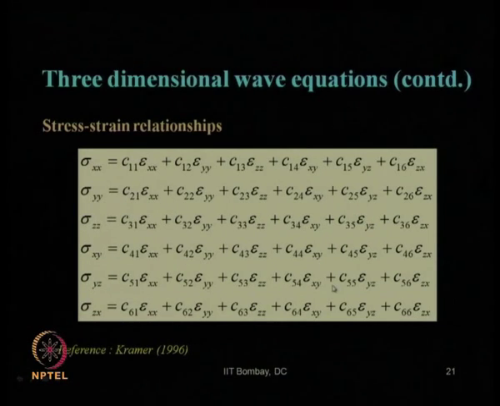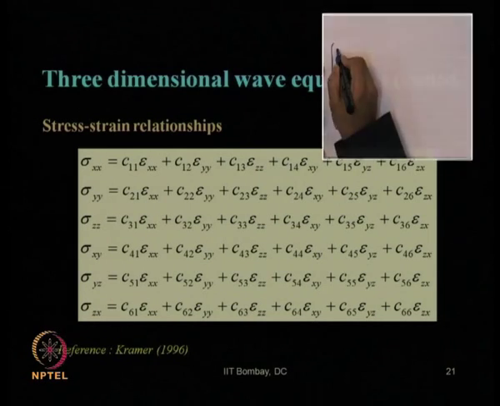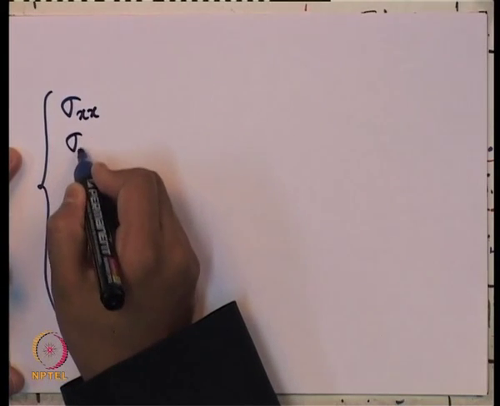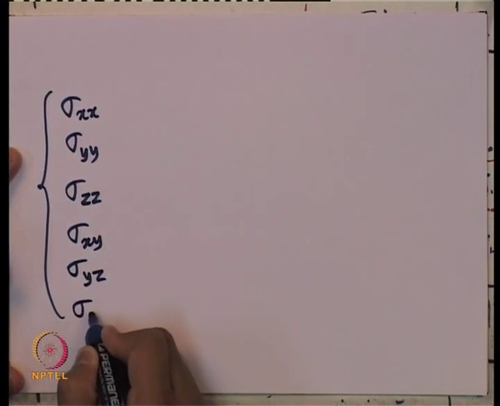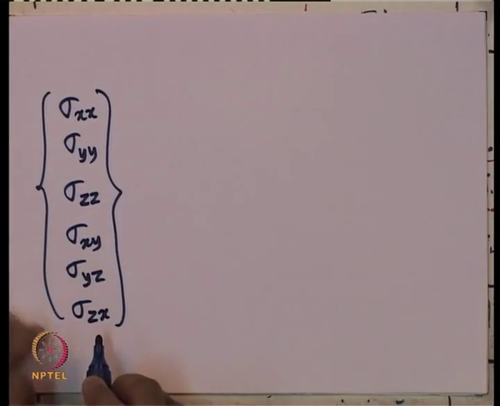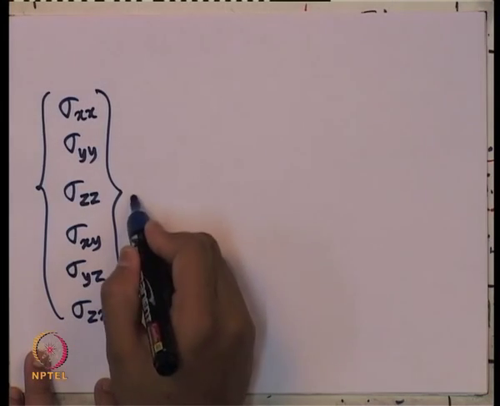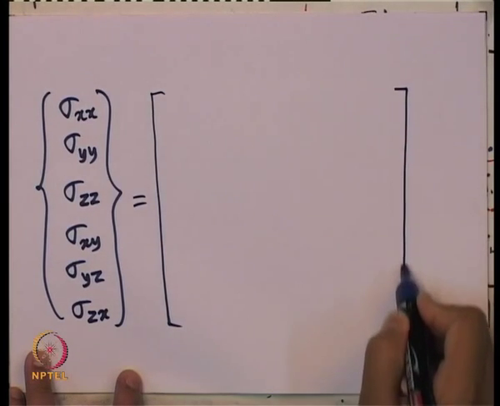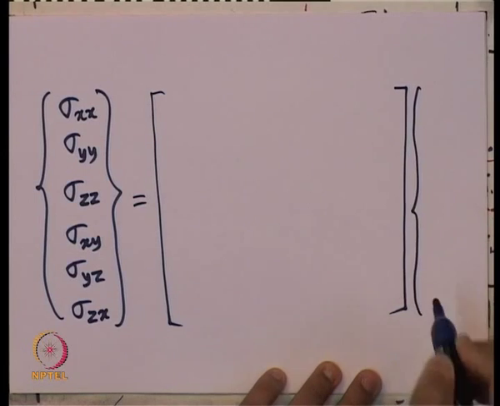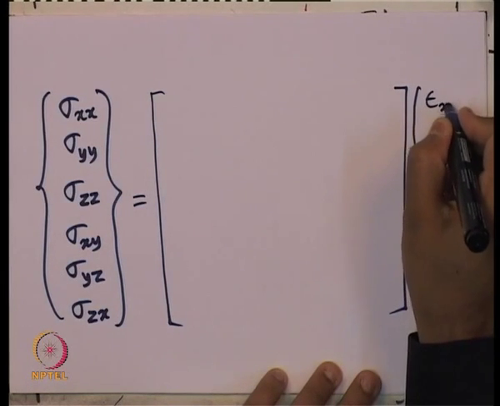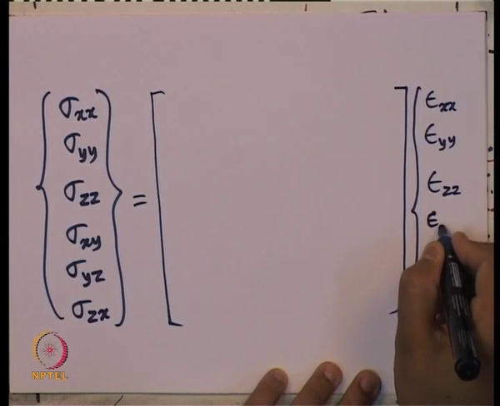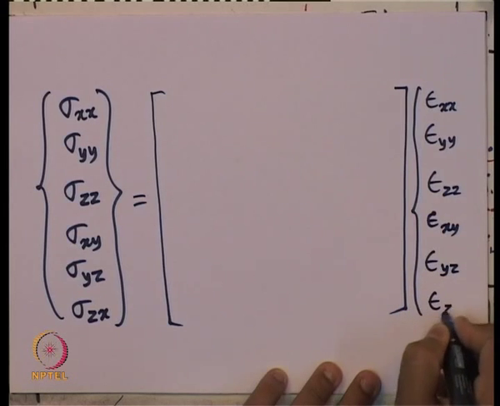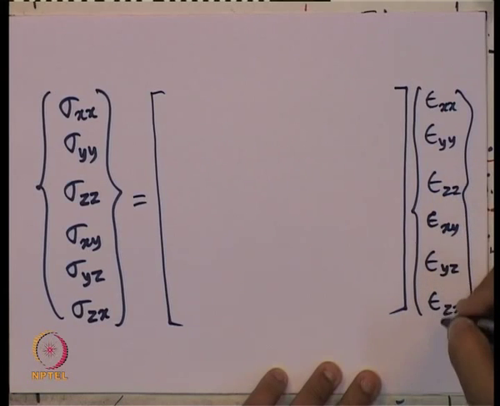So, what is the form of the matrix? In the simplest form, if we want to rewrite it, the stress strain relationship is something like this: sigma xx, sigma yy, sigma zz, sigma xy, sigma yz, sigma zx. These are the 6 stresses, 3 normal stresses and 3 shear stresses. They are related through a modulus matrix, through the strains. What are those strains? Epsilon xx, epsilon yy, epsilon zz, epsilon xy, epsilon yz, epsilon zx. So, the first 3 are normal strains and the last 3 are shear strains.